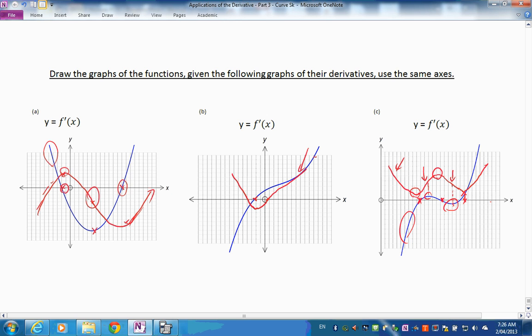Now these last two questions are rather challenging. You need to go back and have a look at them again perhaps.